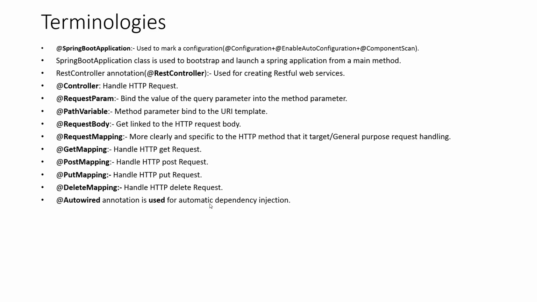And the next thing is the autowired annotation. The main function of the autowired annotation is that it is used for DI, for dependency injection. And the next thing I want us to talk about is the property. The main function of property is key value storage for configuration properties.